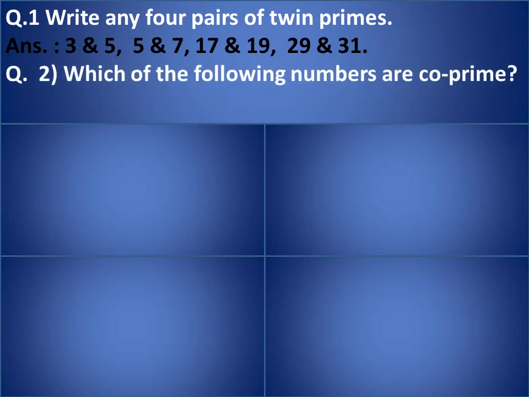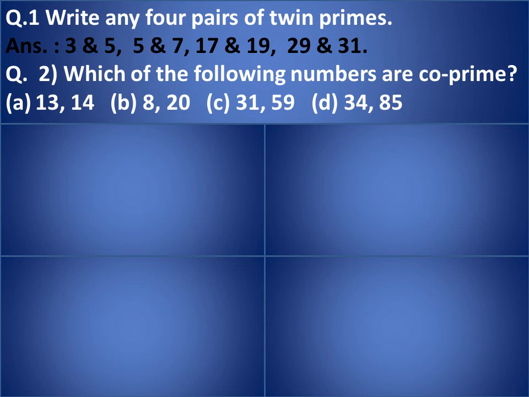Question number 2. Which of the following numbers are co-prime? A, 13 and 14. B, 8 and 20. C, 31 and 59. And D, 34 and 85. To find the solution, let's solve one by one.